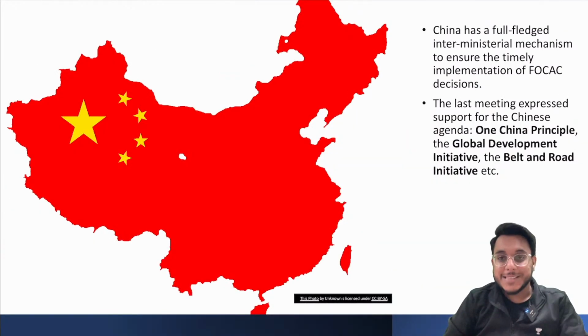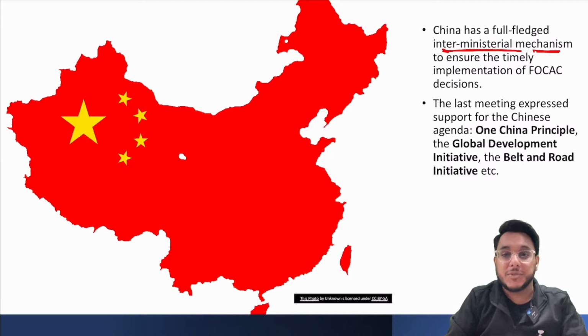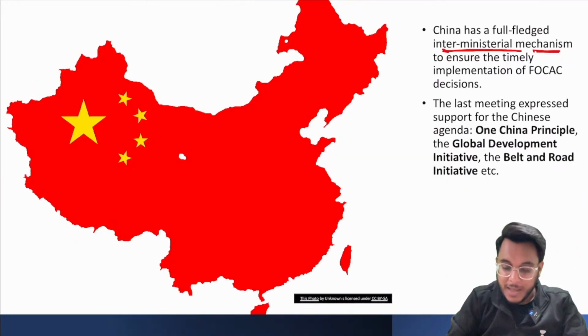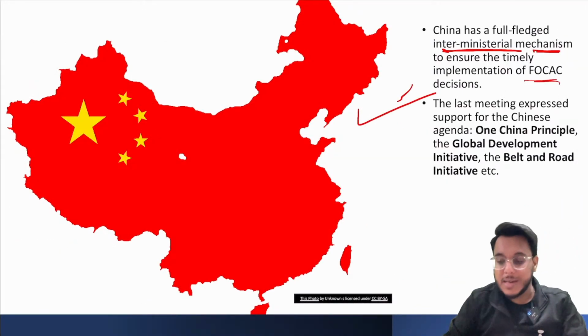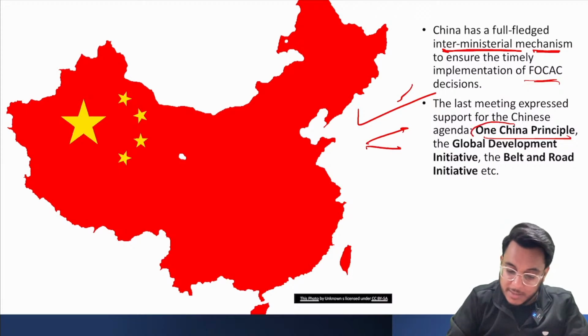Okay, now China is also, guys, hosting regular interministerial meets, so that all the decisions taken at the Forum on China-Africa Cooperation, FOCAC, can be implemented. The next thing is that China is also developing connectivity projects. For example, the One China principle. In the last meeting, Africa actually supported the One China principle.